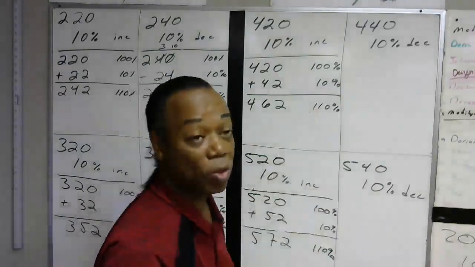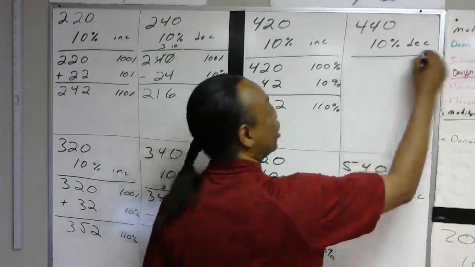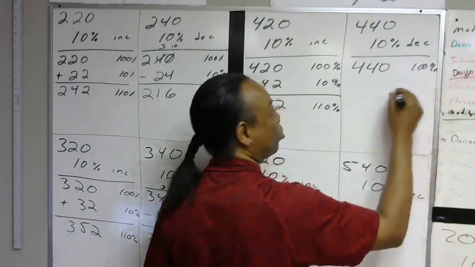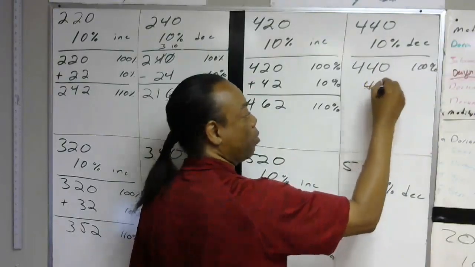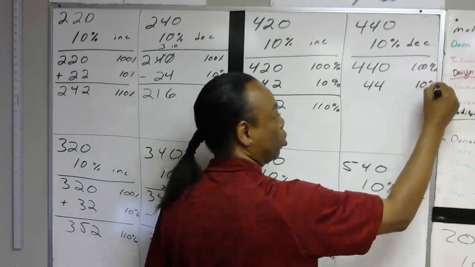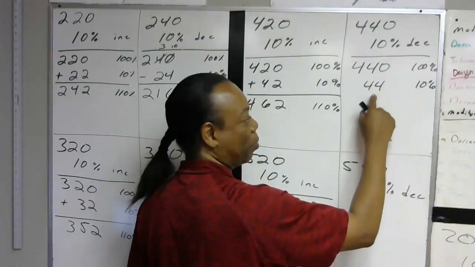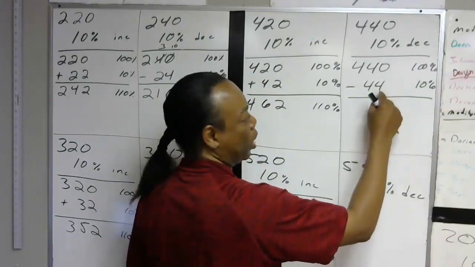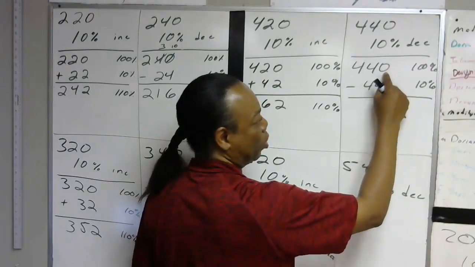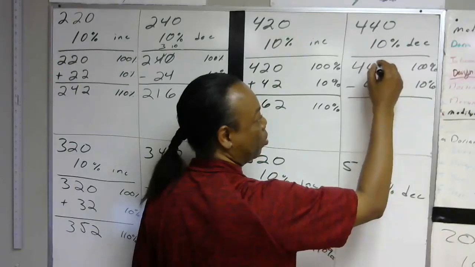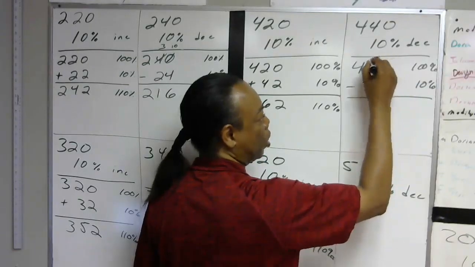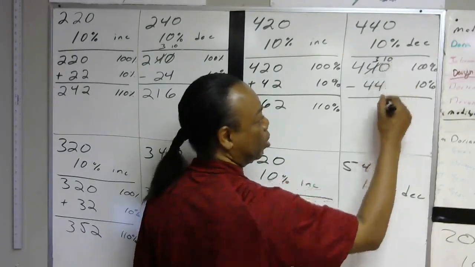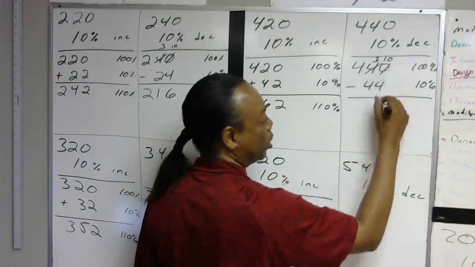All right, now let's really do a decrease. We have 440, which represents 100% of the original. 10% would be 44. So that's 44. That's 10% right there. We're going to do a decrease, so we're going to subtract. Okay, so we cannot take 4 from 0, so we'll borrow from here. Let's make that a 3. And now this becomes a 10. And 4 from 10 leaves 6.